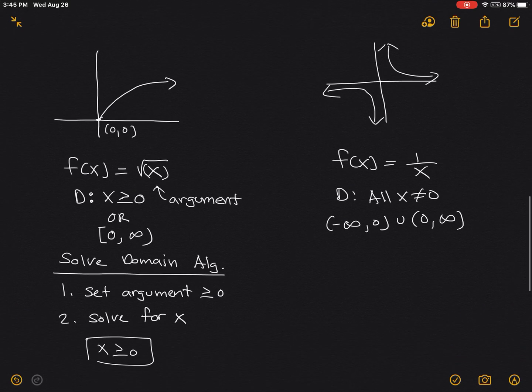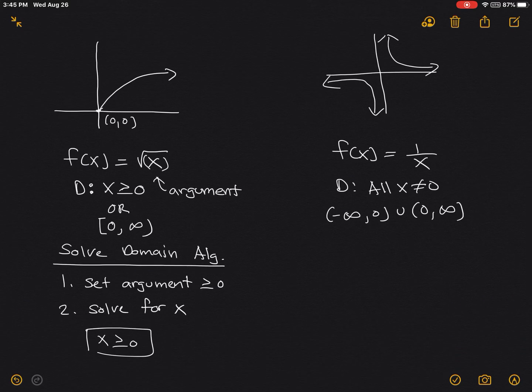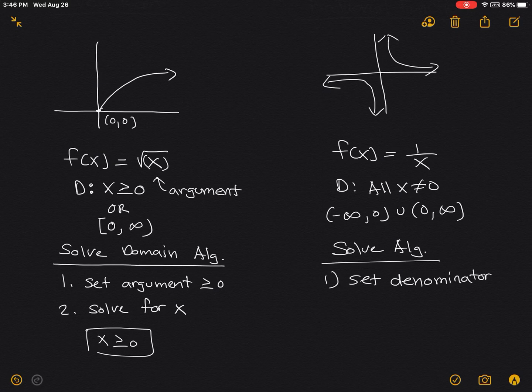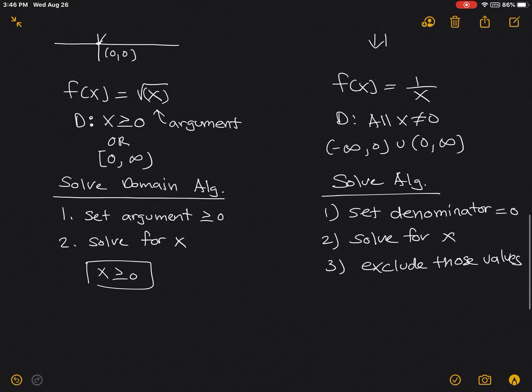Okay. All right. Now, how do I do this algebraically for a rational function? It's fairly straightforward, right? You set your denominator equal to 0. Solve for x. And then exclude those values, okay? So this one has 3 steps.